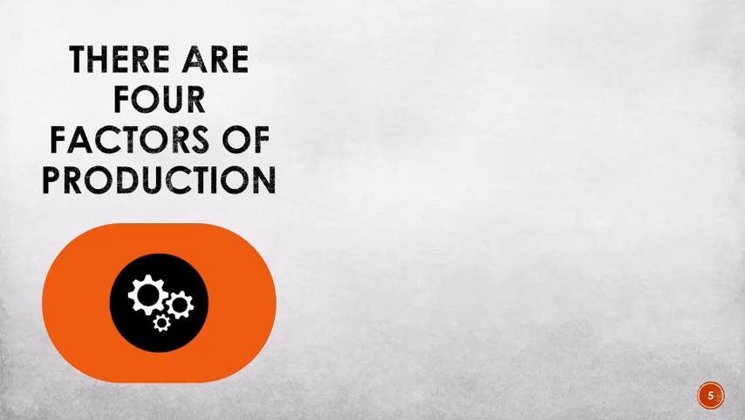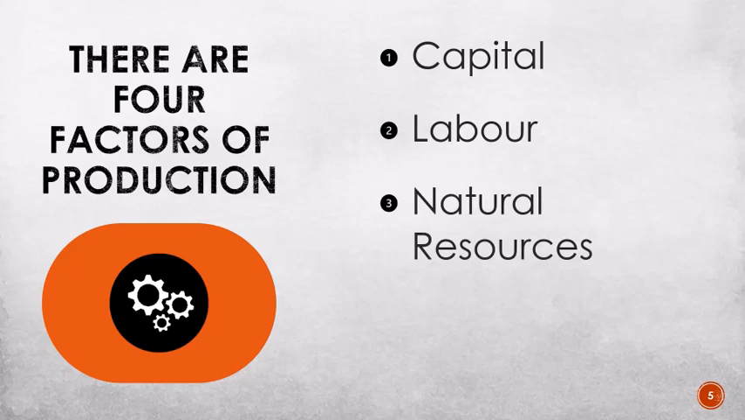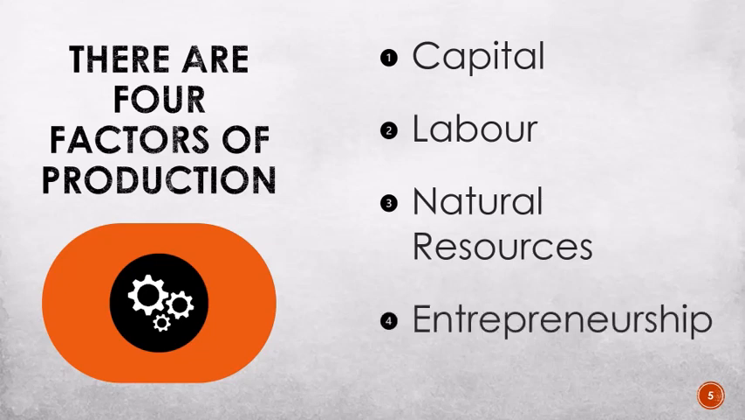As I mentioned before, the rest of this video will just quickly recap the 4 factors of production. Now you would remember that we have 4 factors of production and we need all of them to run a proper business. The first one is capital, then labor, natural resources, and entrepreneurship.